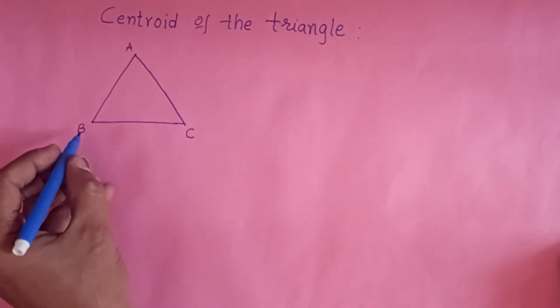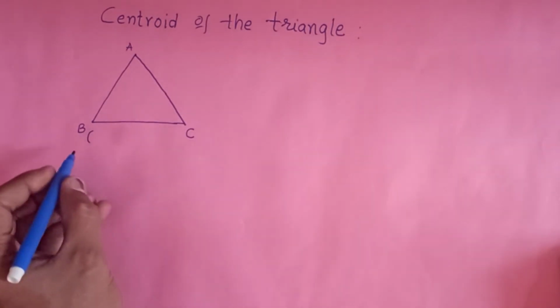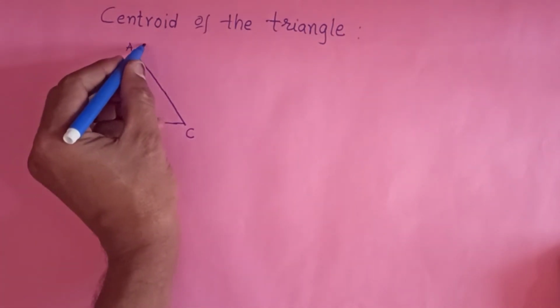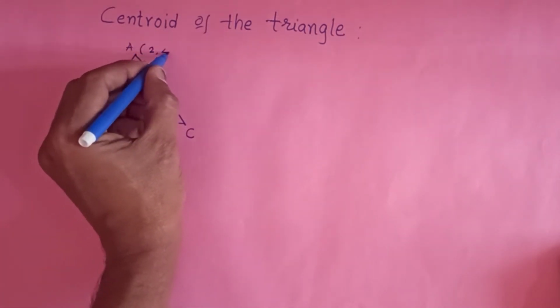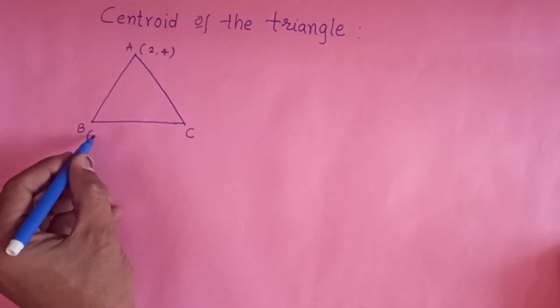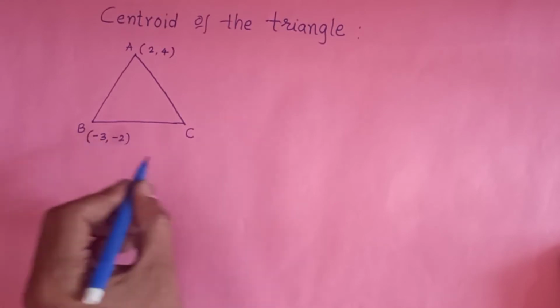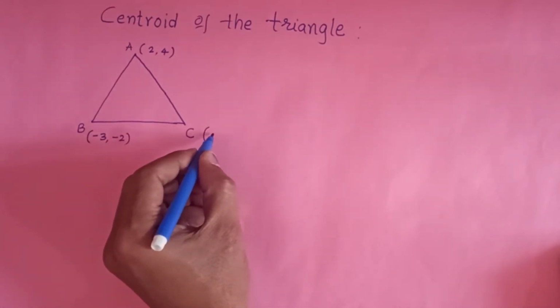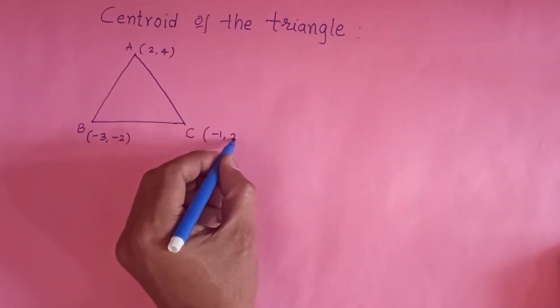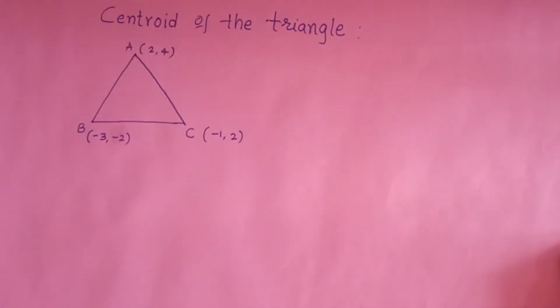And if you are having the coordinates, like at A I will represent 2, 4, and at B I will represent -3, -2, and at C let us assume -1 and 2. So these are the coordinates.